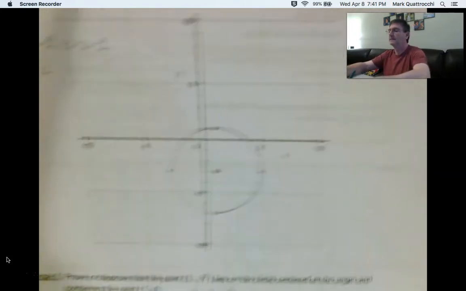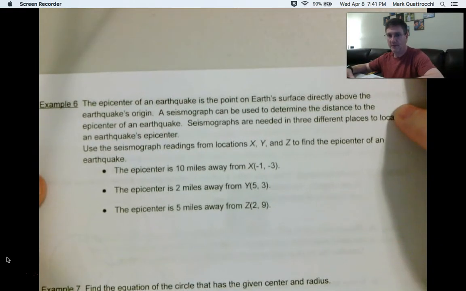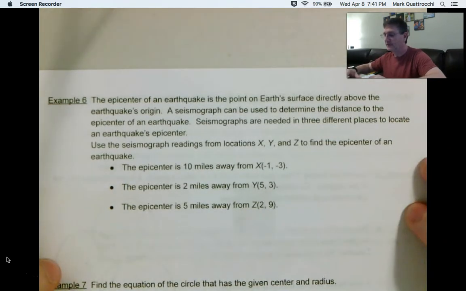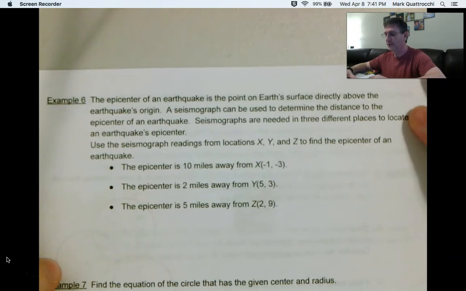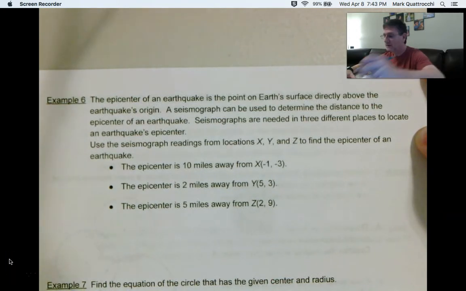Okay, example 6. Example 6 is a challenging problem. It's actually quite a bit going on here. And I've done this problem a few different ways. Let's see if we can boil it down to the easiest way that I have found to do this problem. The epicenter of an earthquake is the point on the Earth's surface directly above the earthquake's origin. A seismograph can be used to determine the distance to the epicenter of an earthquake. Graphs are needed in 3 different places to locate the earthquake's epicenter. Use the seismograph readings from locations of X, Y, and Z to find the epicenter of an earthquake.